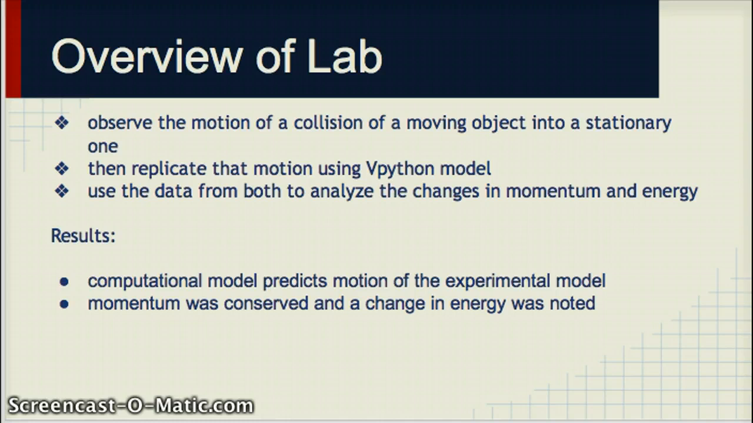So I went about this lab by observing the motion of a model of a collision using a moving object that hits a stationary object and sticks together. And then I wanted to replicate that motion using a VPython model and then use the data that I gathered from both of those to help myself analyze the changes in momentum and the changes in energy of the systems. The results of this lab were that the computational model well predicted the motion of the experimental model, and that momentum was conserved, and that a change in energy was noted, which I will explain later.